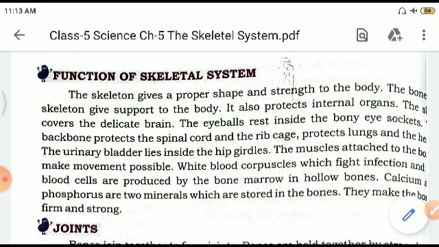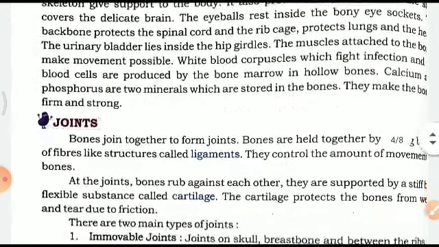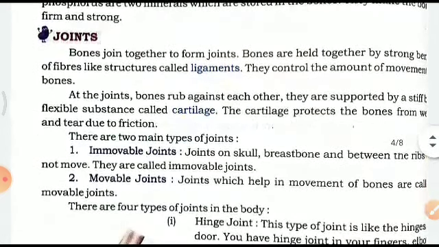White blood corpuscles, which fight infection, and RBCs are produced by the bone marrow in the hollow bones. Calcium and phosphorus are the two main minerals stored inside the bones. They make the bones firm and strong. Now we come to joints. Bones join together to form joints.